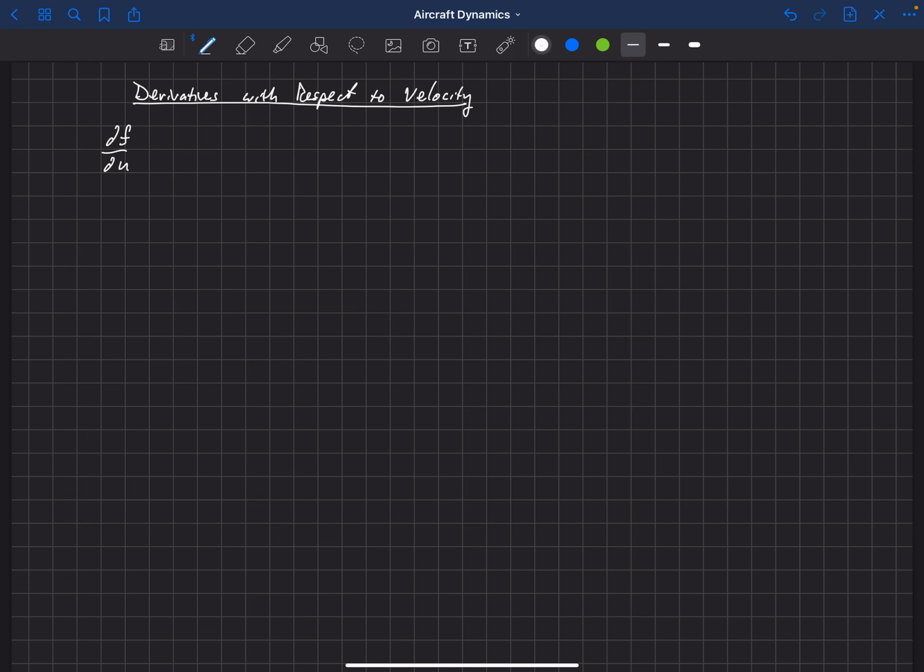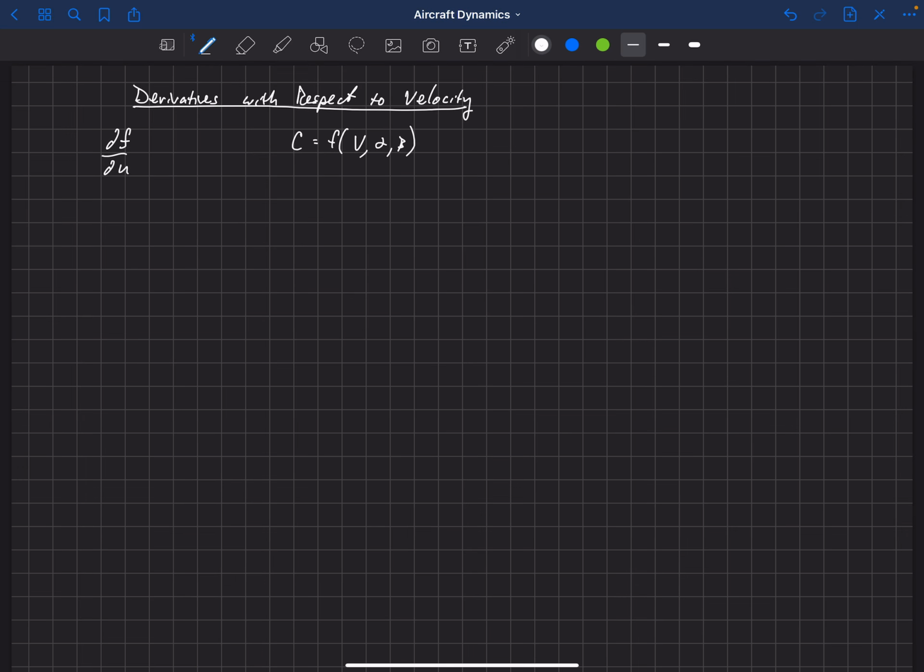We usually have things defined, so some coefficient is a function of total velocity V, alpha, and beta, which are aerodynamic angles, okay? That's how we usually think of these coefficients. They're functions of V, alpha, and beta. And now we need to take the derivative of those with respect to u, little v, little w. So to do that, we need to just remind ourselves a few definitions here.